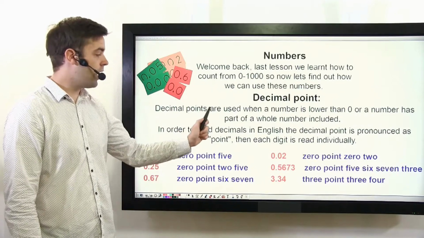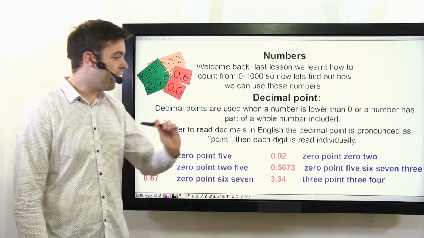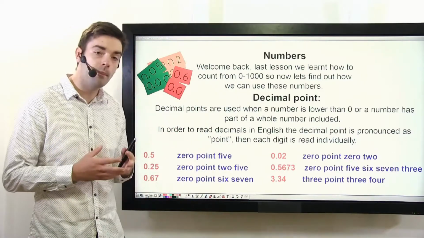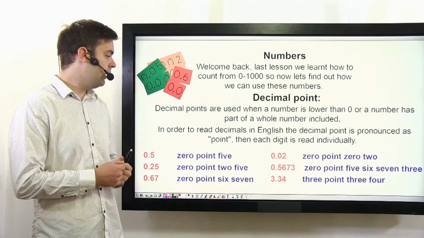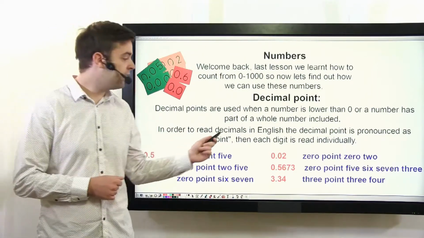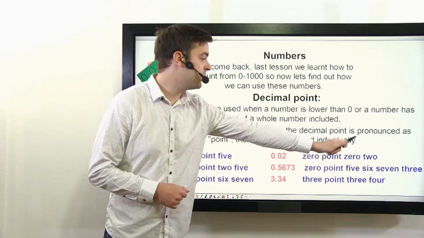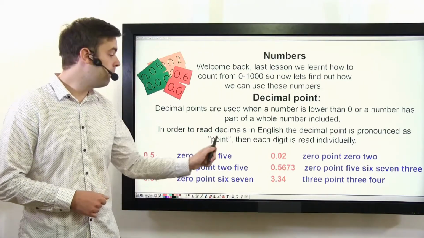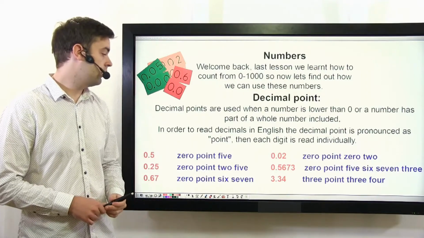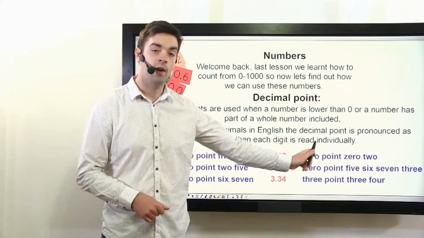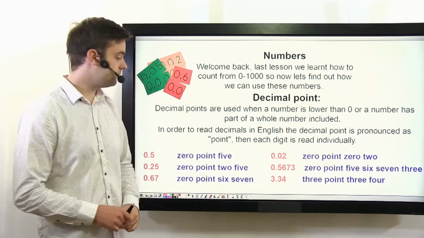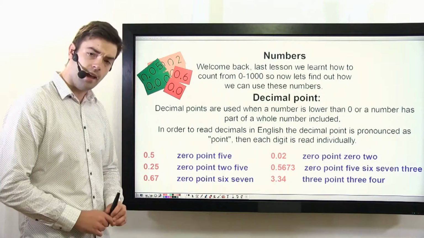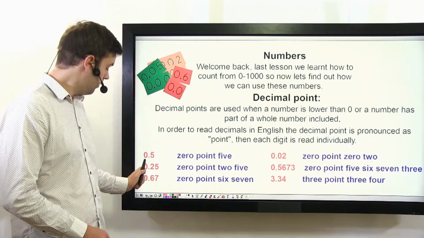Decimal points are used when a number is lower than 0, or a number has part of a whole number included. In order to read decimals in English, the decimal point is pronounced as just point. Then each digit is read individually. Let's have a look. Here we have 0.5.